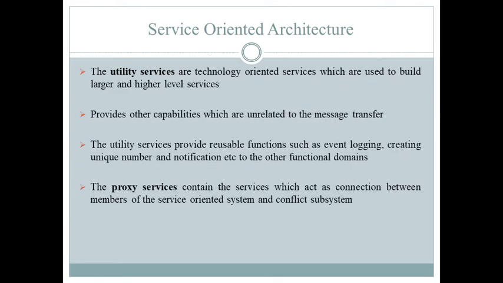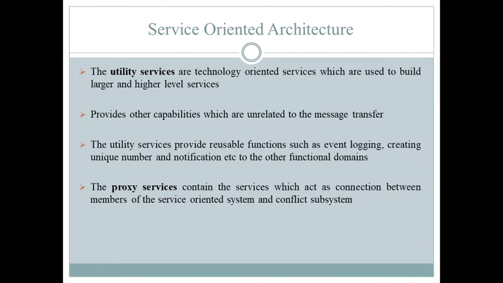And utility services are technology-oriented services which are used to build larger and higher level services. They provide other capabilities which are unrelated to the message. Utility services provide reusable functions such as event logging, creating a unique number, and notification, etc., to the other functional domains. So the main functions which utility services provide are event logging, creating the unique number, and notification.